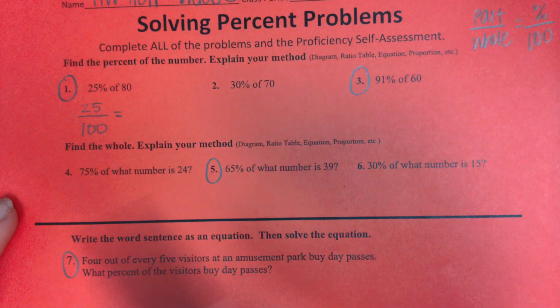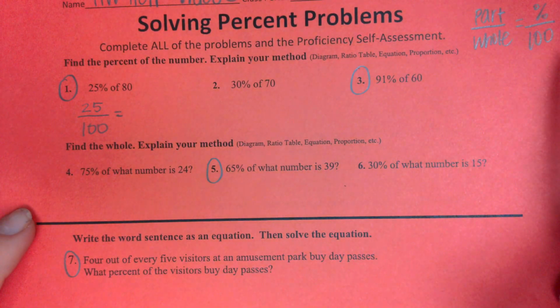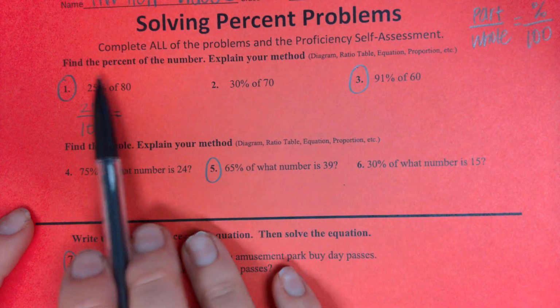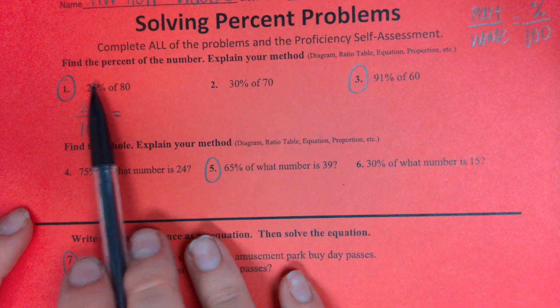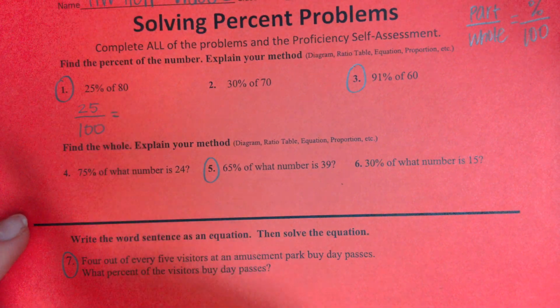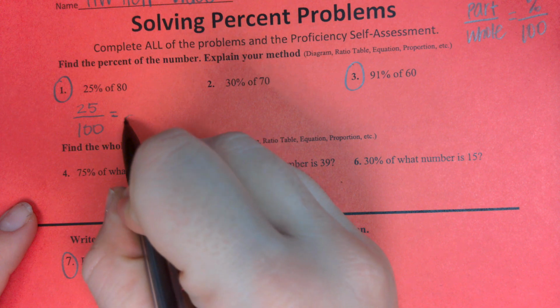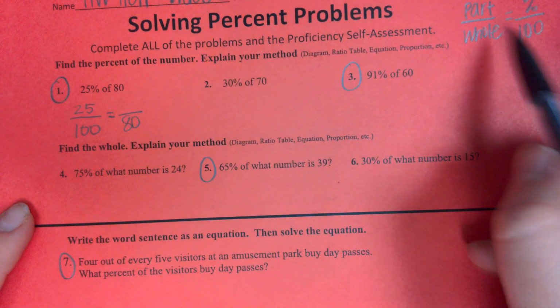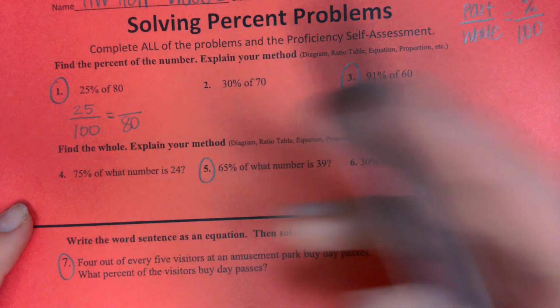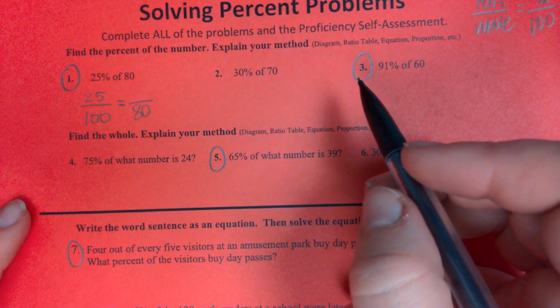This part can be the most tricky because we need to decide which is the part and which is the whole. We know that 80 is the total amount, so 80 is going to be on the bottom because that's the whole amount, and we're trying to find the percentage of 80. And so that's why we're going to put it on the bottom.